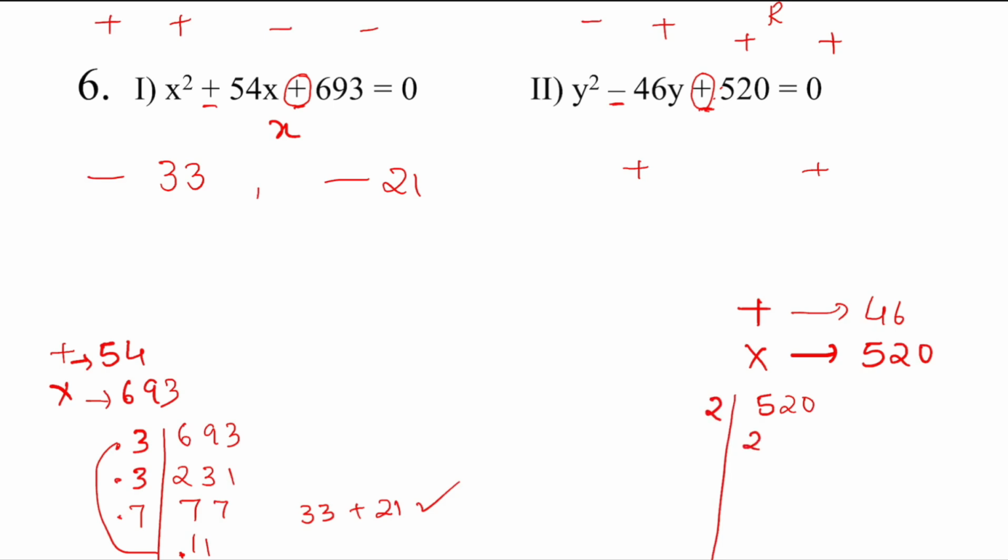2 2s are 4, 2 6s are 12, 2 5s are 10, then 5 1s are 5, 13s are 13. Okay, so 5, 13, 2, 2, 2 are the factors of 520.